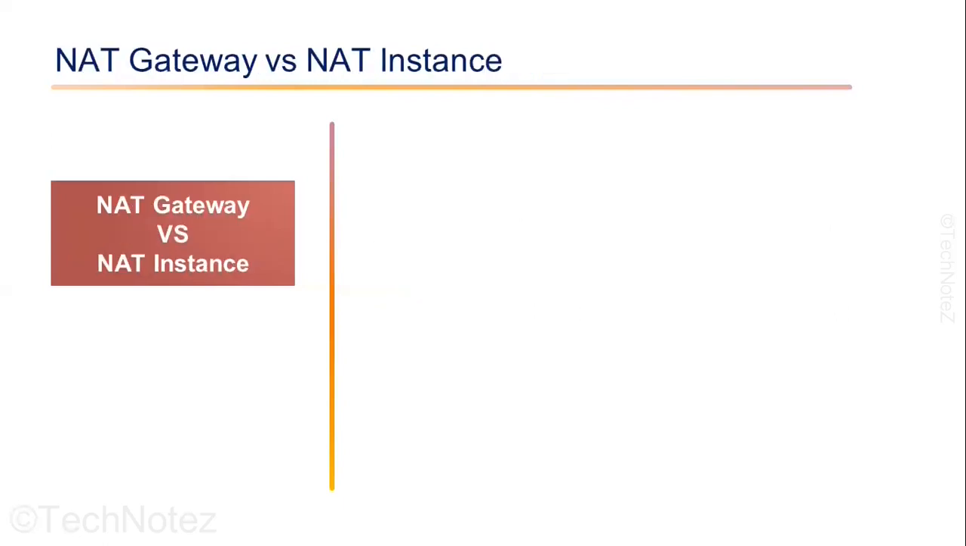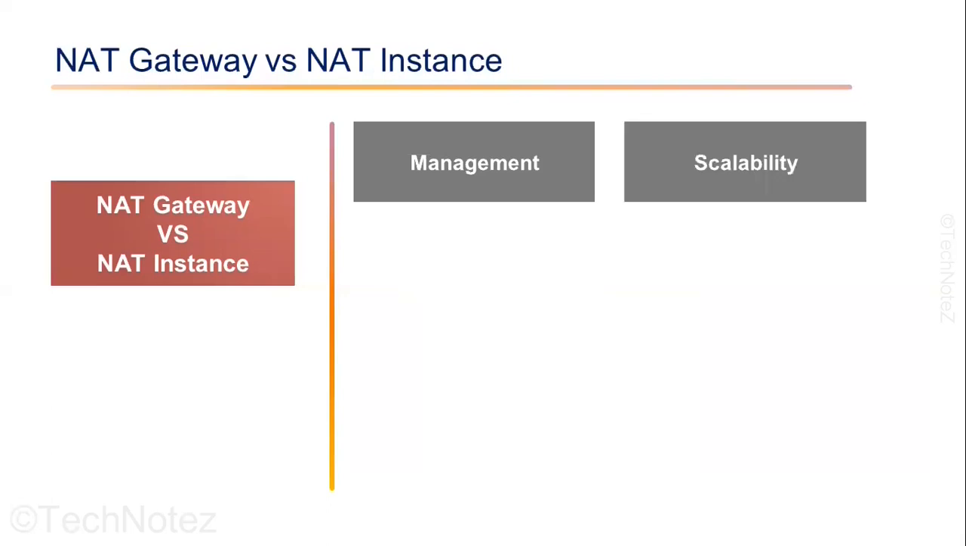NAT gateway and NAT instance both allow the applications hosted in the AWS private subnet to access the internet and internet hosted applications. But there are certain differences between NAT gateway and NAT instances. So let's talk about that. Management. NAT gateway is a fully managed service provided by AWS, while a NAT instance is a virtual machine that is managed by yourself. Scalability. NAT gateway automatically scales to handle a large amount of traffic, while a NAT instance can become a bottleneck as the traffic increases. NAT gateway provides better performance than a NAT instance due to its ability to automatically scale.